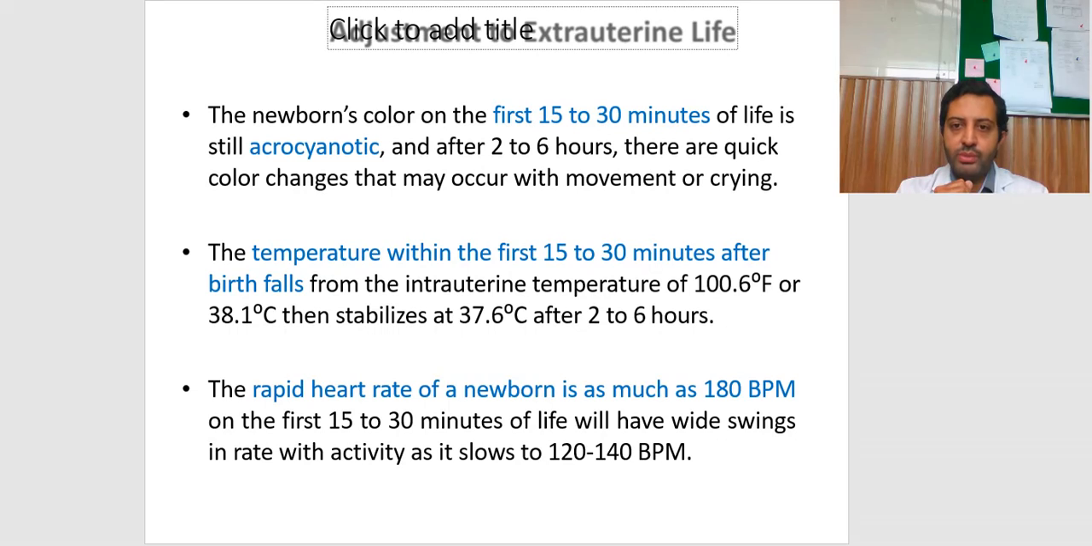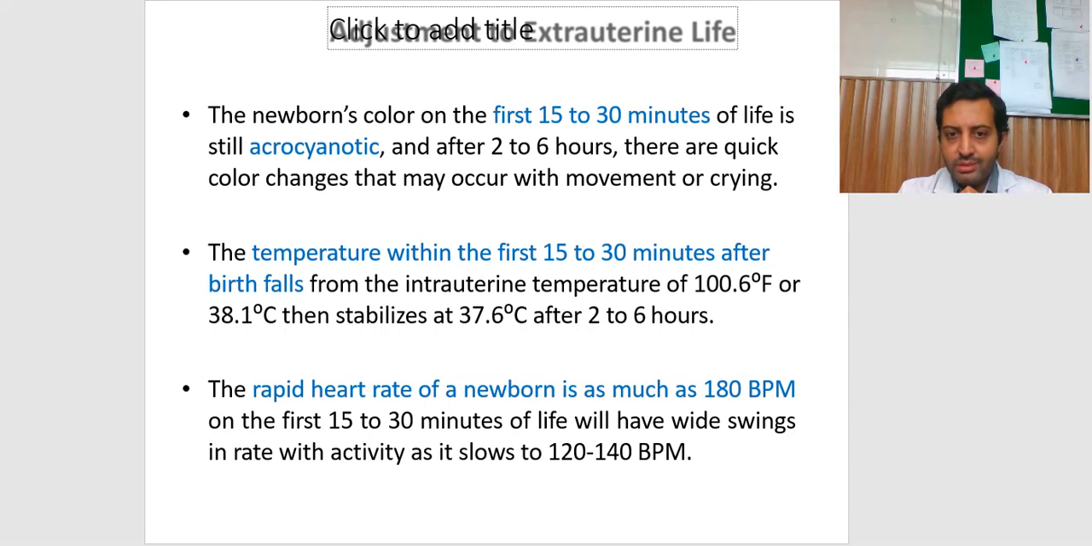The color of newborn baby, that baby is having acrocyanosis during first 30 minutes of life. The temperature within the first 15 to 30 minutes after birth falls because the baby has come from a very protected intrauterine environment to extrauterine environment. There he is facing different stresses, cold, convection, radiation, evaporation. So he has to stabilize his body temperature.